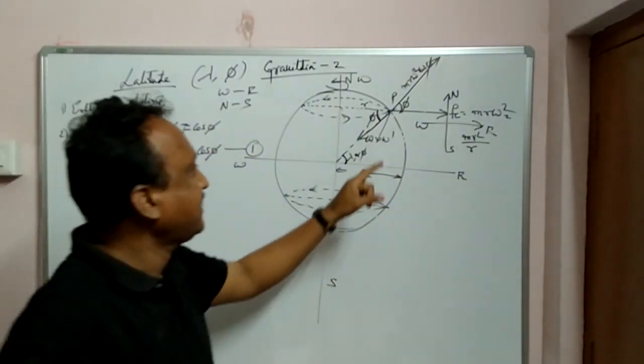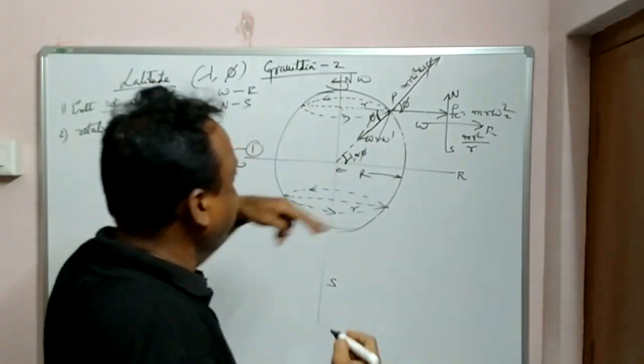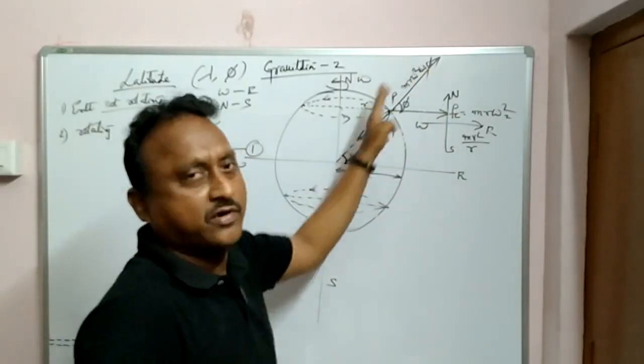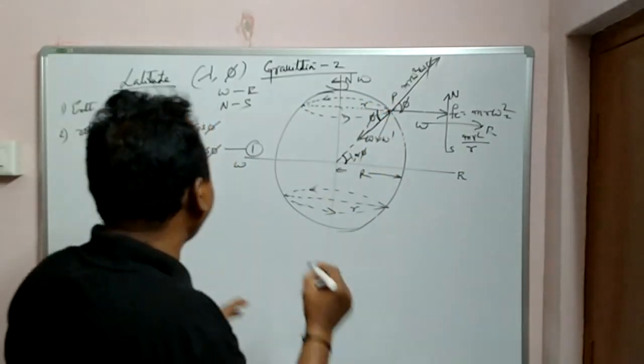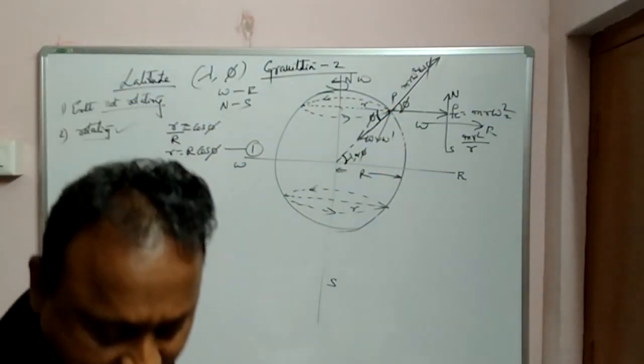Before, at rest, the weight was towards the center. Because the earth is rotating from west to east, running from north to south, the component of centrifugal force is in that direction, so the net weight will be lesser than this force. So what is the net weight when it is rotating?